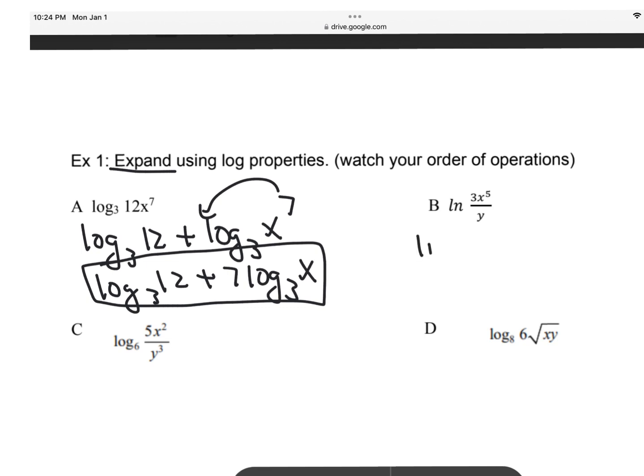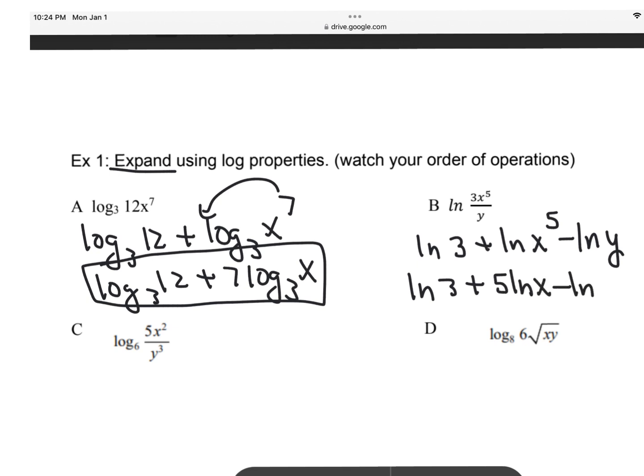This natural log, we're going to expand it to the natural log of 3 plus the natural log of x to the 5th, because those were multiplied, so we're going to add to split them apart. And then we're going to divide by y, so that's the same as subtracting the natural log of y. So the multiplication got changed to addition, and the division got changed to subtraction. And then we're just going to move that exponent down so that it's in front. So that would be expanded.